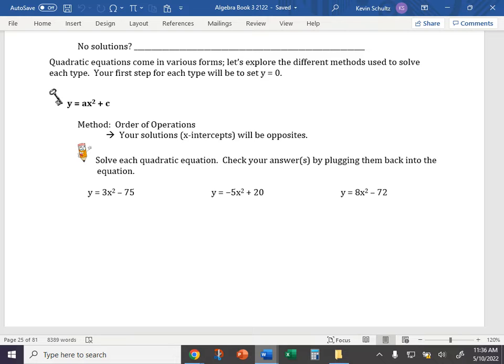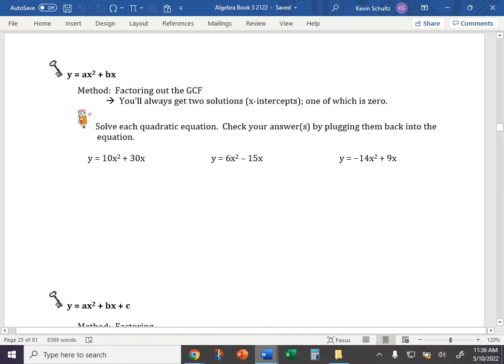When you have an equation in y equals ax squared plus c form, your method is order of operations. You're solving this like any other equation, and your solutions will be opposites. You'll have two of them. When you run into an equation in y equals ax squared plus bx form, your method is to factor out the greatest common factor. You'll get two solutions, one of which will always be 0.